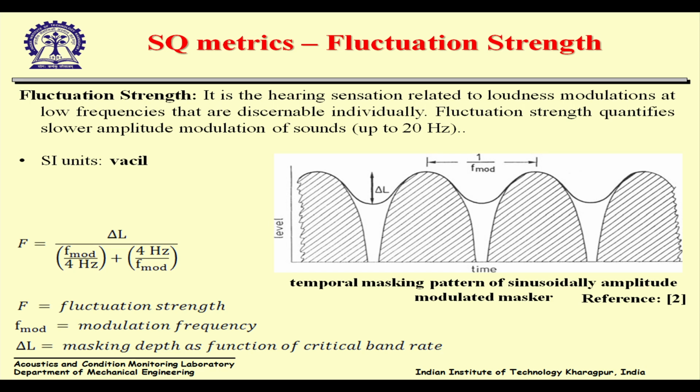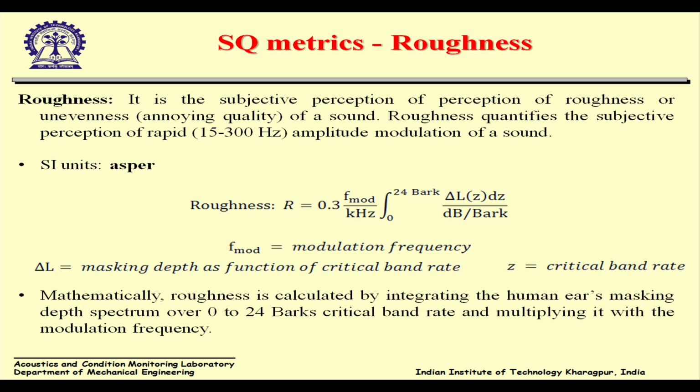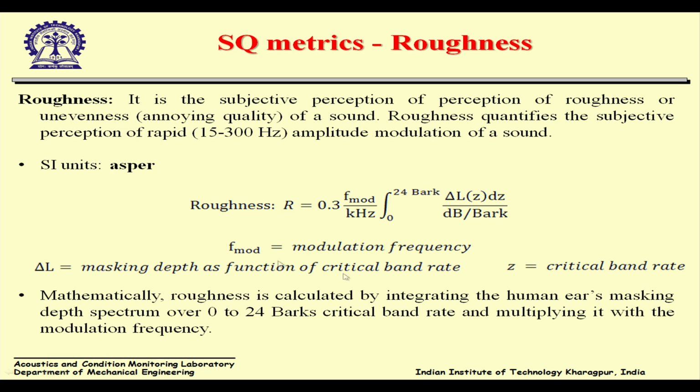And in the same way we have roughness, which is very, very similar to fluctuation strength, but roughness gives you the higher frequency amplitude modulation of a sound. So if a sound is amplitude modulated, then we take the frequencies between 15 to 30 Hz. Within that frequency, what's the modulation like? Within this lecture, I cannot go into the detailed description or the derivation of these equations, but it's more about how these metrics are applied in sound quality research. So I'm just giving you what these metrics mean, as in what they correlate to.